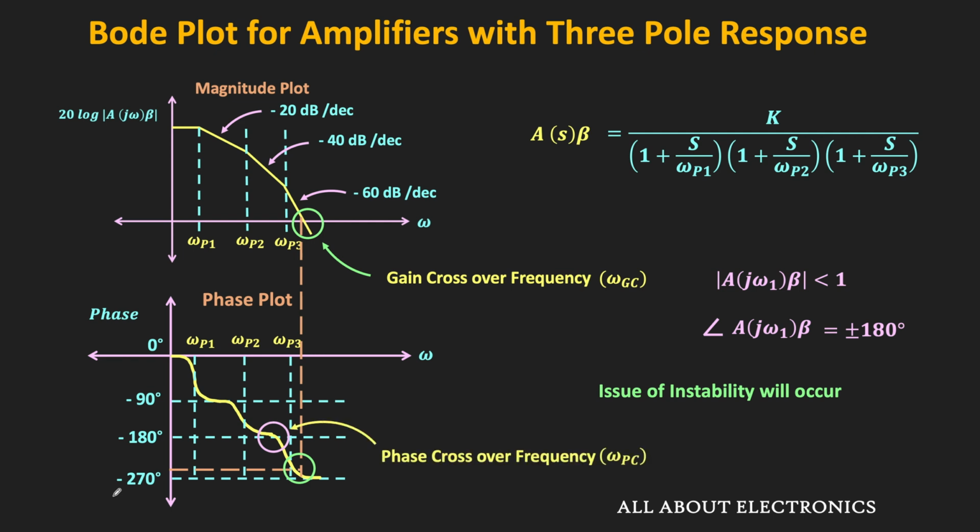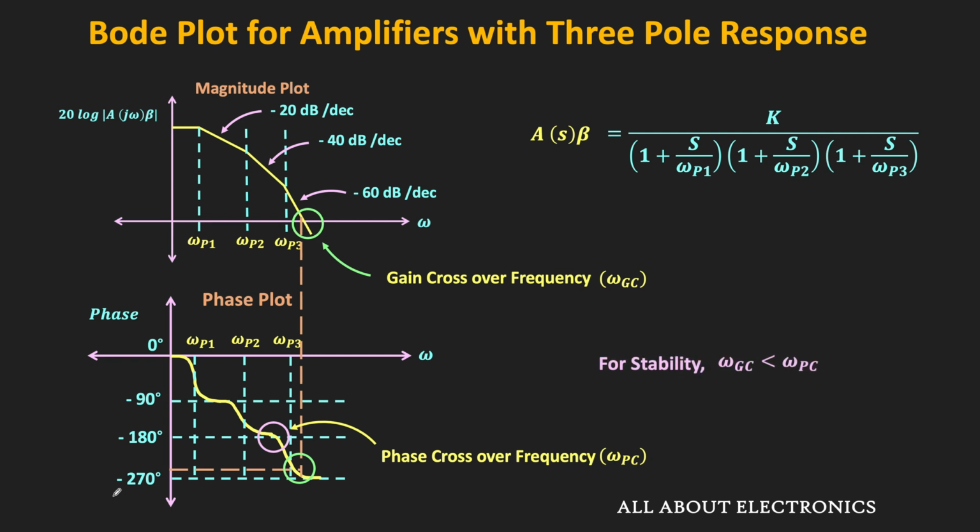So for stability, this phase crossover frequency should arrive after the gain crossover frequency. Or in other words, this gain crossover frequency should be less than the phase crossover frequency, so that when the gain crosses 0 dB, at that time this phase is more than minus 180 degrees and hence the issue of instability won't occur. So now the question is how far apart these two frequencies should be from each other.